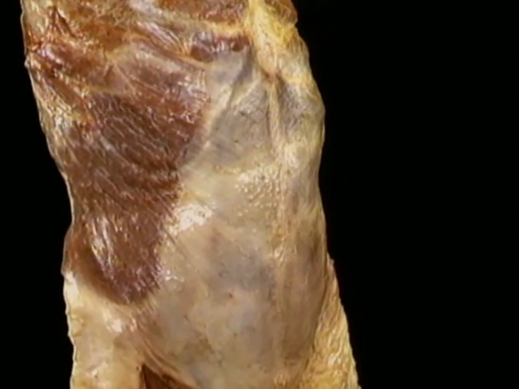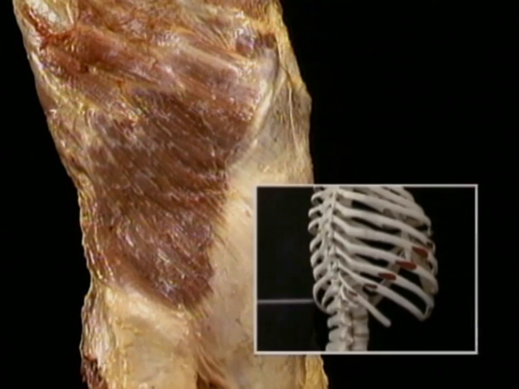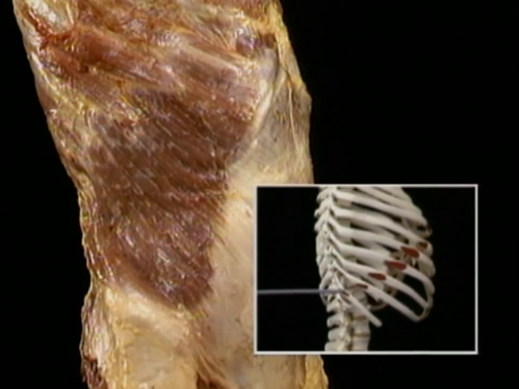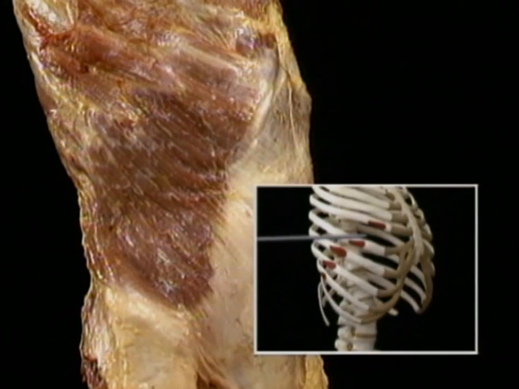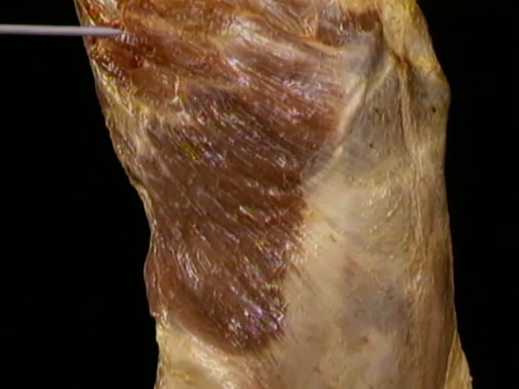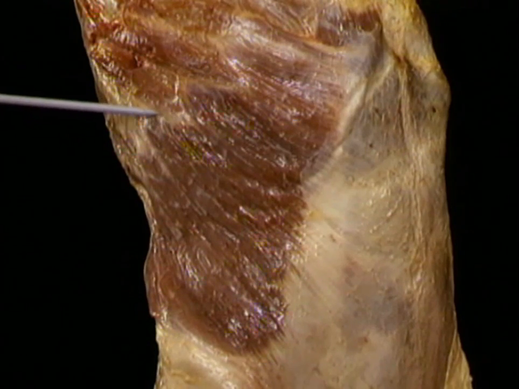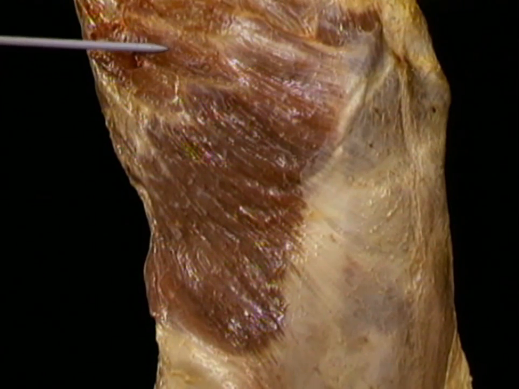The external oblique arises from a broad area on the outside of the rib cage, all the way from here on the 12th rib to here on the 5th rib. The zigzag line of origin of the external oblique fits in with the line of origin of serratus anterior.